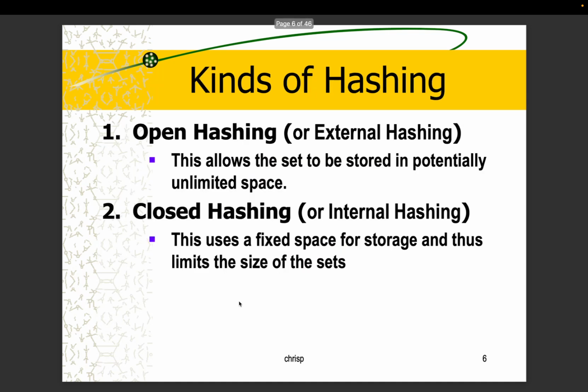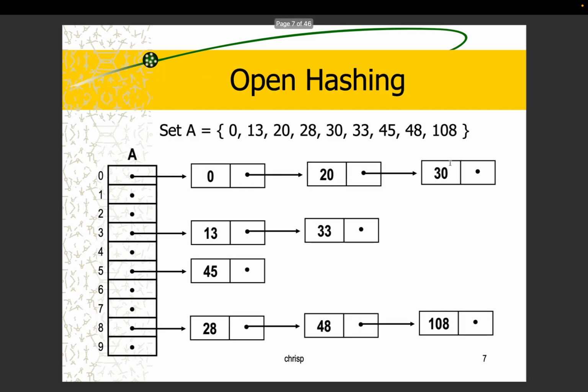We also discussed open hashing, which is the set stored in potentially unlimited space. Potentially is the keyword, mainly because it's determined by the amount of memory your computer has. This was an example of open hashing, an array of linked lists. Given our set A, we wanted to store all of these elements into our array of linked lists, and the hash function is what determines where each element is going to be stored.